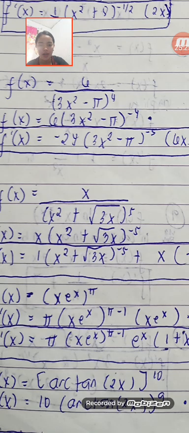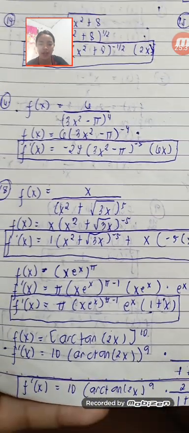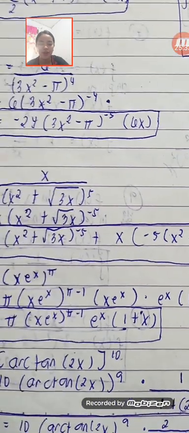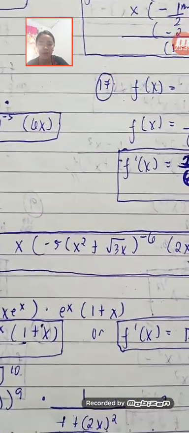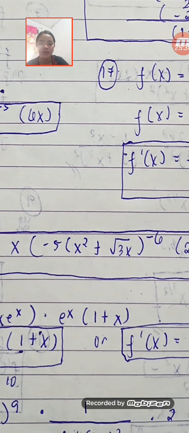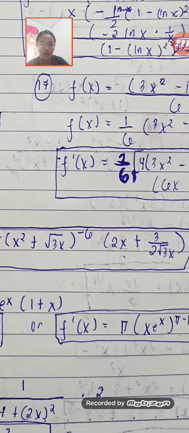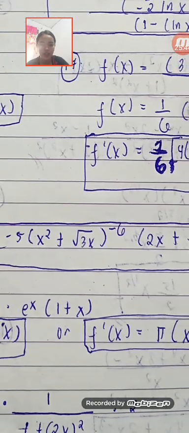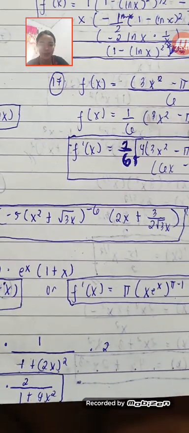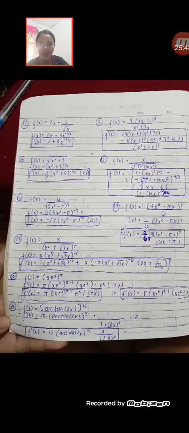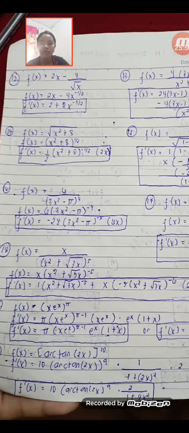Derivative of our denominator is x squared plus square root of 3x raised to the power of negative 5. And the derivative of our denominator now is equal to this one. Negative 1. Okay, so the derivative of our inside function is 2x plus 3 over 2, 3x. So that is our final answer.